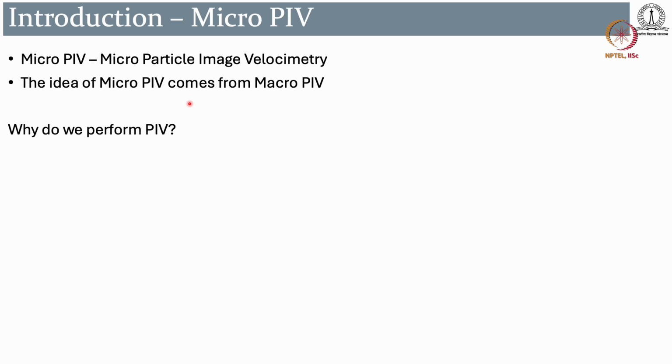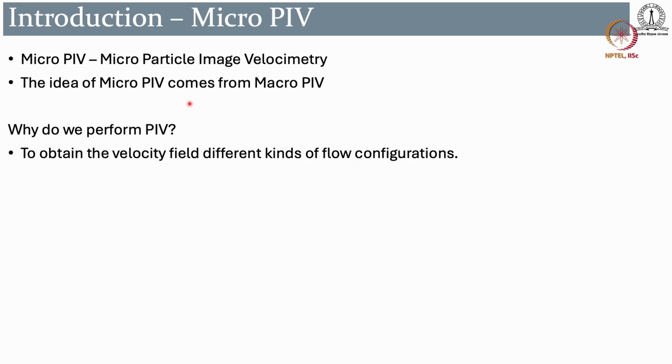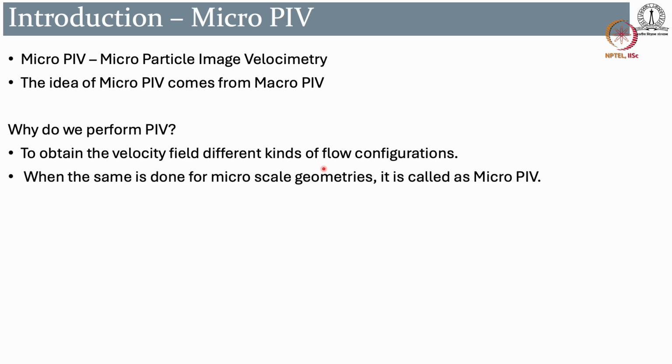So now let's see why we actually perform PIV, as discussed in detail in the previous slides. Basically we need to find the velocity field of different kinds of flow configurations, and that's why we do PIV. And when the same is done for micro scale geometries, we name it Micro PIV. Simple as that.